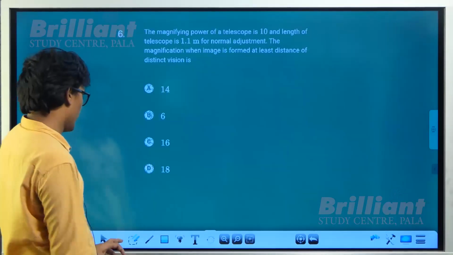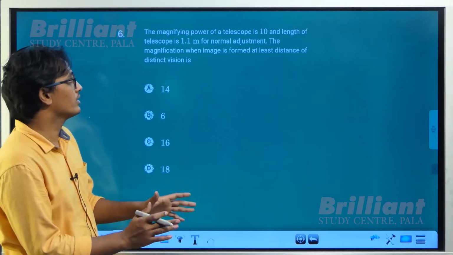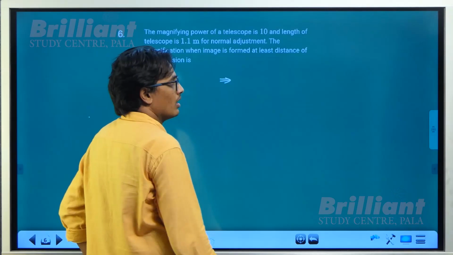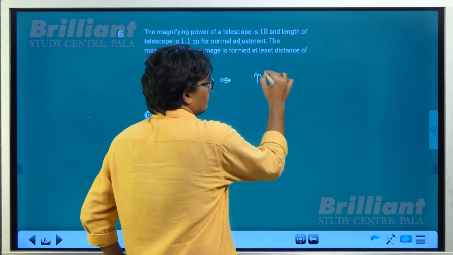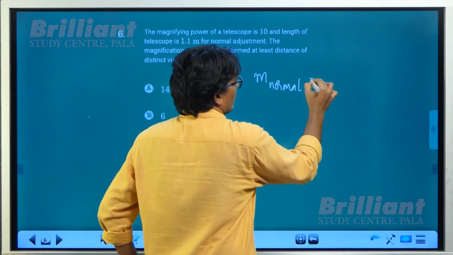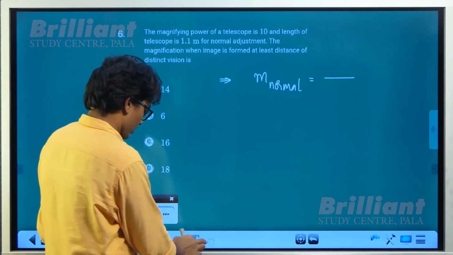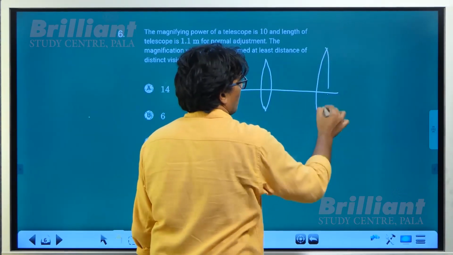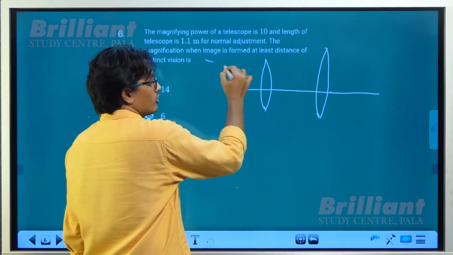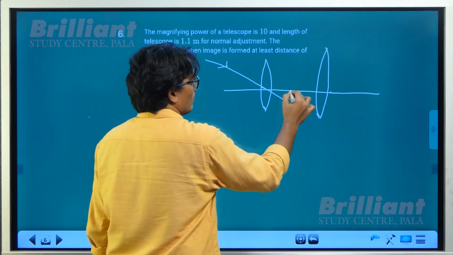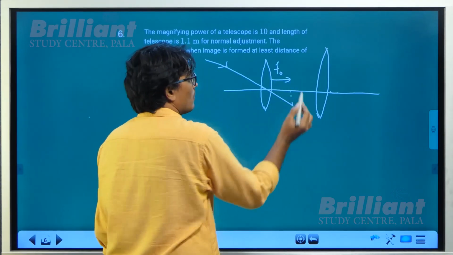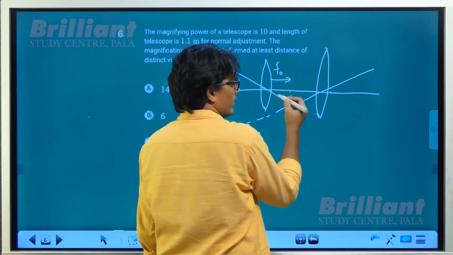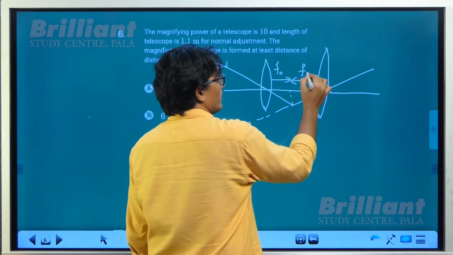The magnifying power of a telescope is 10, and the length is this for normal adjustment. If you remember the formula, magnification in normal adjustment. Or we'll solve it. No problem. This is a telescope, so light is falling from infinity. The image will be formed at FO. Normal adjustment, the final image should also be at infinity. So for the final image to be at infinity, this length should be FE.